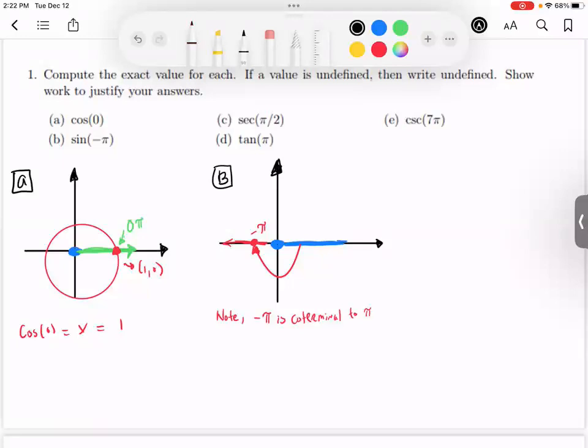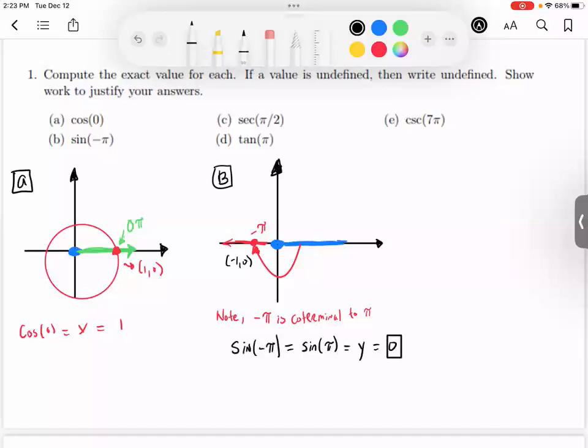And the coordinates here are now -1, 0. So if you want to find sine of negative pi, that's the same thing as finding sine of pi. Sine of negative pi is equal to sine of pi, because negative pi and pi are coterminal, and by definition sine is always equal to the y coordinate. So that will give you 0.